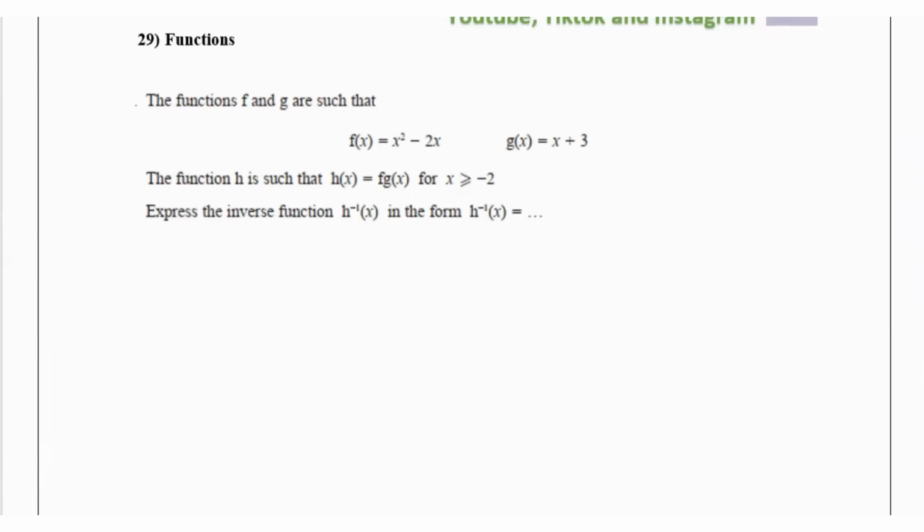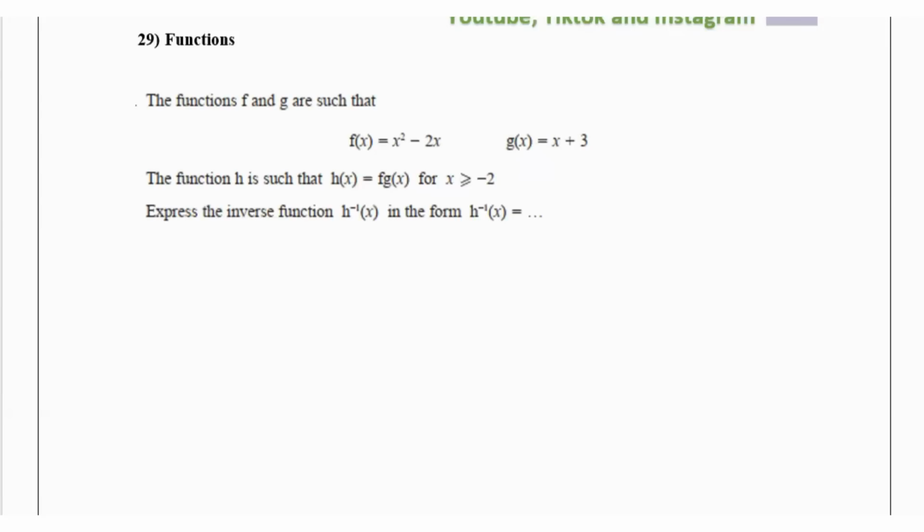And this is the functions f and g are such that f of x equals x squared minus 2x and g of x equals x plus 3. The function h is such that h of x is f of g of x for x greater than or equal to -2. Express the inverse function h inverse of x in the form of h inverse of x equals to.